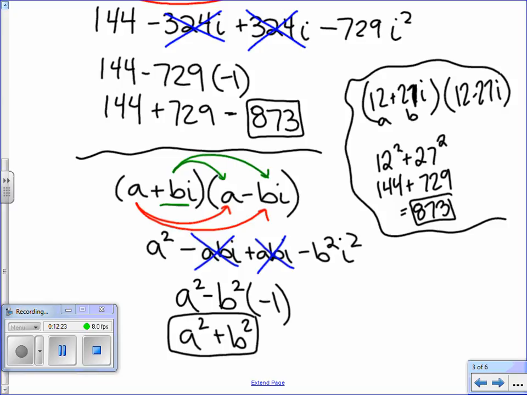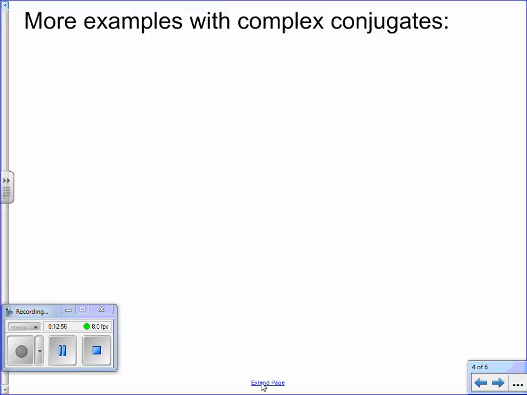Can I still do it the old way and FOIL and get my middle terms to cancel out? Yes. But I don't want to, because I want it to go fast. So this is a shortcut that you can use. Now I'm going to do one extra example of the complex conjugate, then I'll show you one example of division, and then we'll get started on our homework for today.